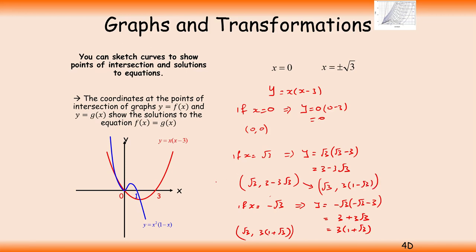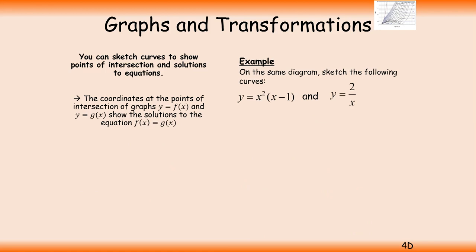So those are our 3 coordinates. One there, and one there. Okay, good. Just recall that's minus root 3. So if you want to hit pause, make some notes, and when you're ready to move on, hit play again. So have a look at another example.